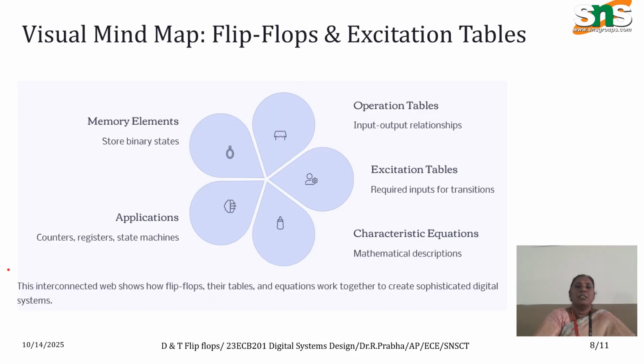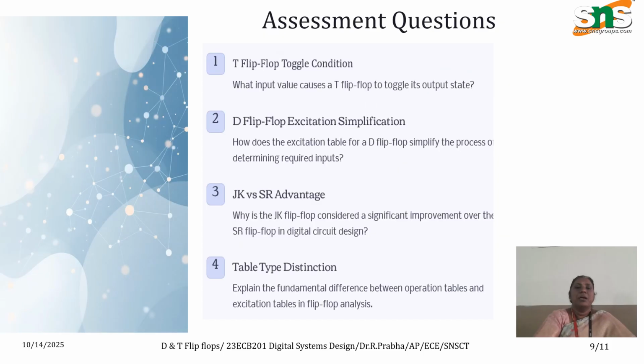So now the summary. So far we have seen T and D flip-flops and their importance, and their operation tables, excitation tables, and characteristic equations. Finally, we have ended with the application part and assessment questions. T flip-flop toggle condition, and what input value causes the T flip-flop to toggle output, and D flip-flop excitation simplification we have seen. JK and SR advantage, JK versus SR advantage, and table type distinction.